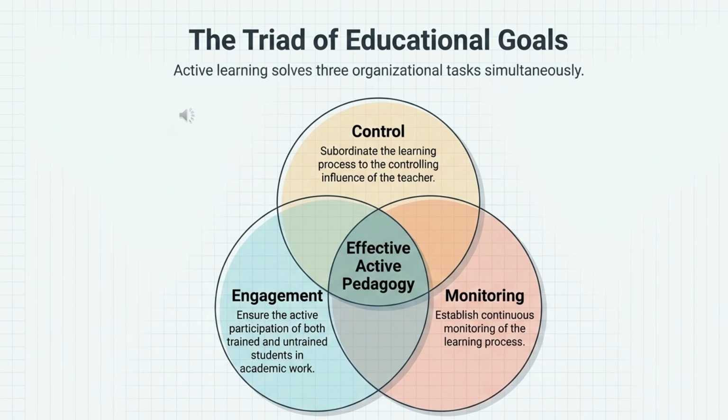At the same time, engagement ensures the active participation of both prepared and less prepared students in academic work. Consequently, learning becomes more inclusive and more balanced. Equally important is monitoring, since active instruction requires continuous observation of student progress and timely adjustment of teaching. Therefore, the value of active pedagogy lies precisely in this combination: structured guidance, broad participation, and ongoing pedagogical regulation.